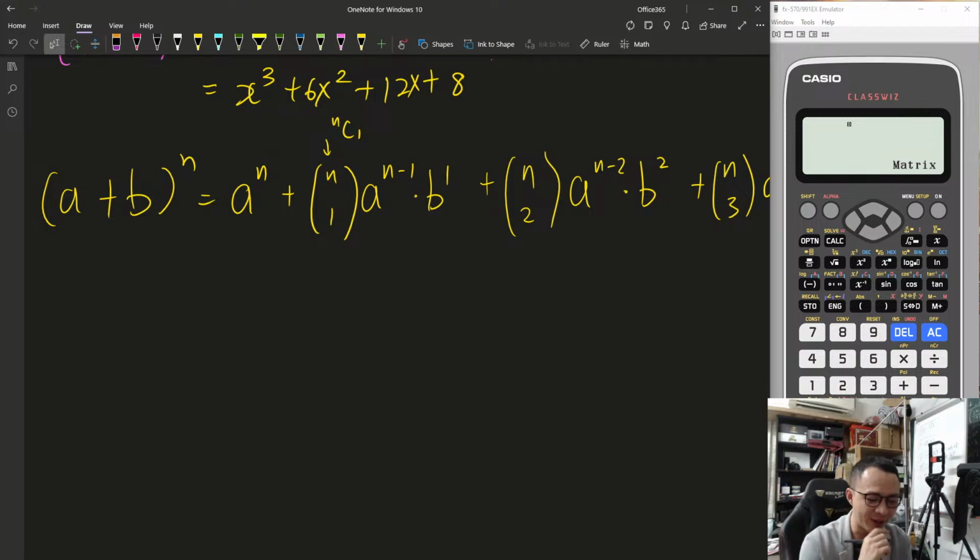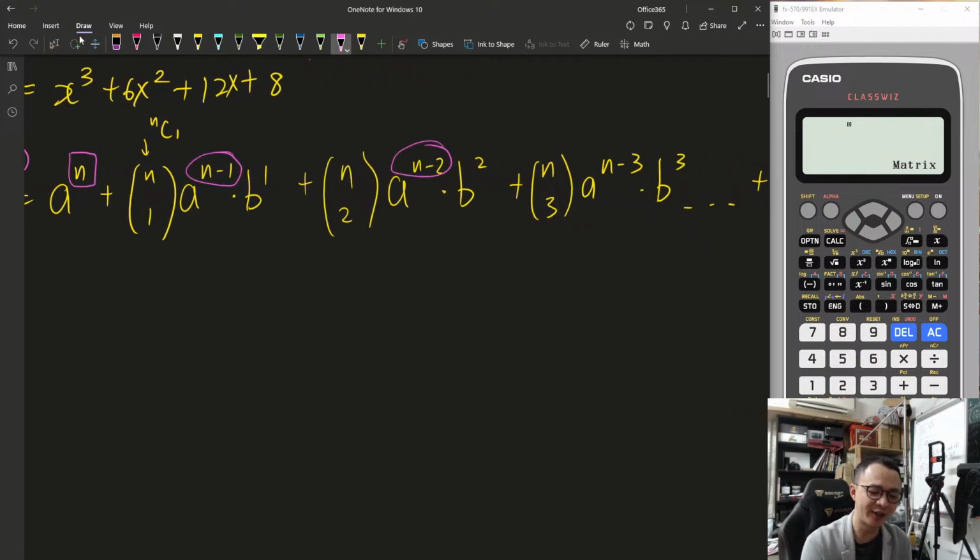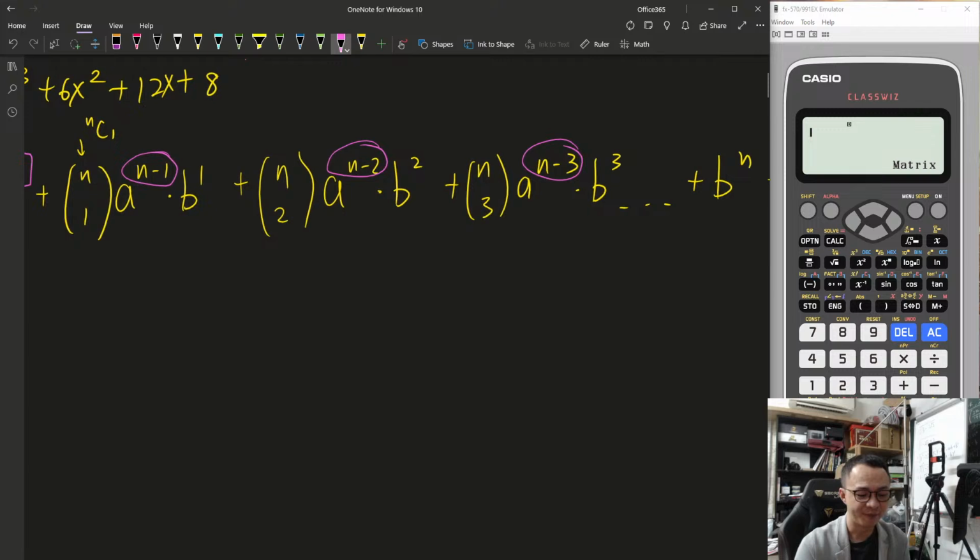Normally I will ask my students to pay attention to the power of the first term. For the power of the first term, straight away I will take whatever power it has. Let's say this is n here. Then you can see the power for a keeps on minus 1, because n minus 1 becomes n minus 1, then n minus 1, you minus 1 again, becomes n minus 2. Then you minus 1 again, you get n minus 3.